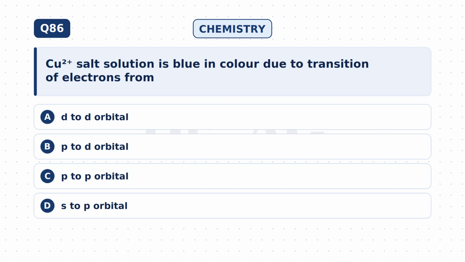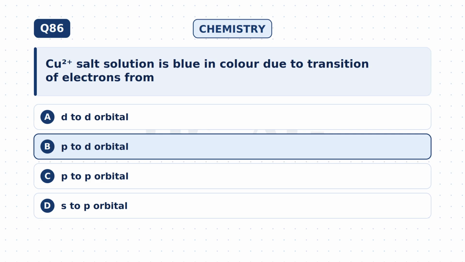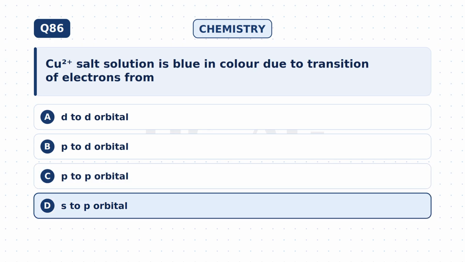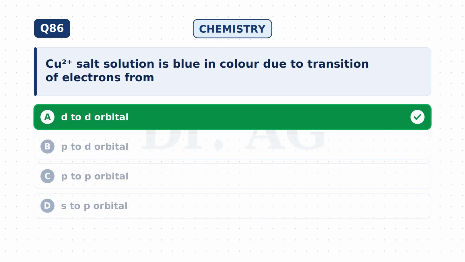Question 86. Cu2+ salt solution is blue in color due to transition of electrons from Option A, d to d orbital. Option B, p to d orbital. Option C, p to p orbital. Option D, s to p orbital. The correct answer is A, d to d orbital.